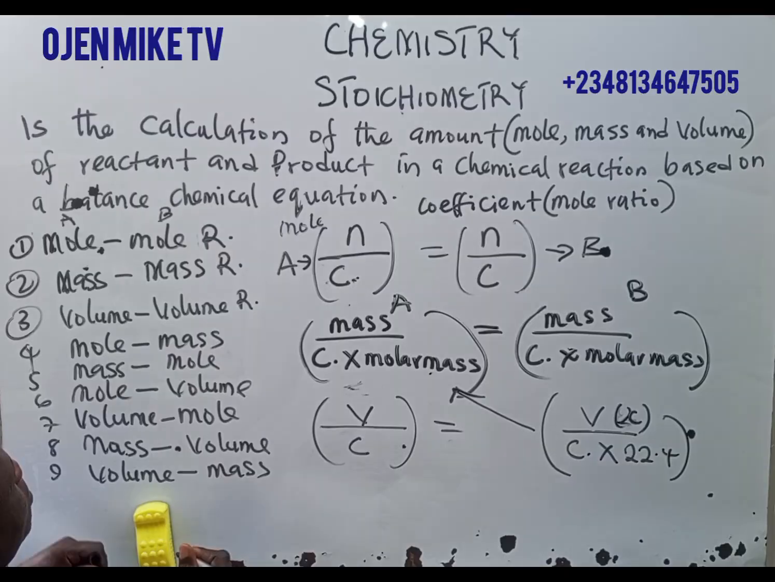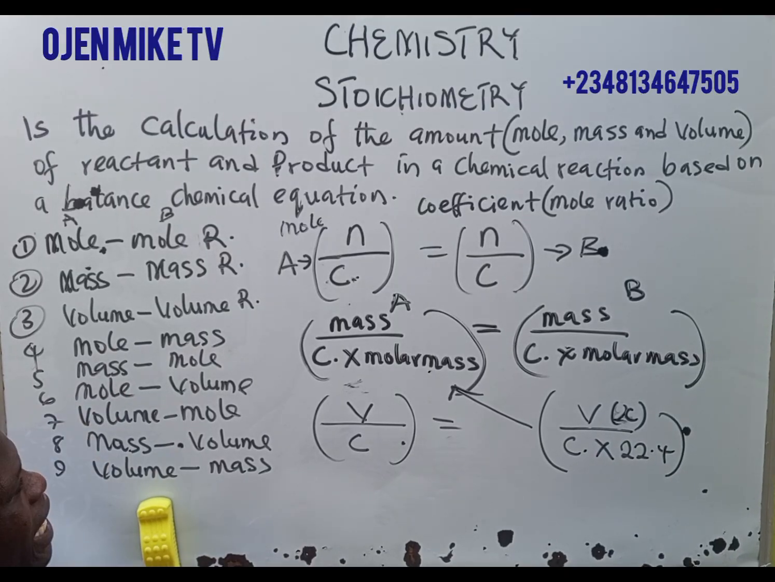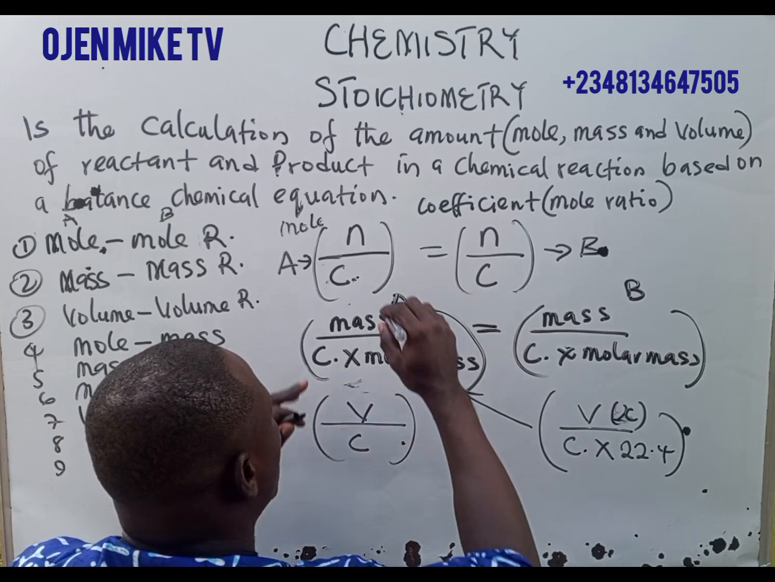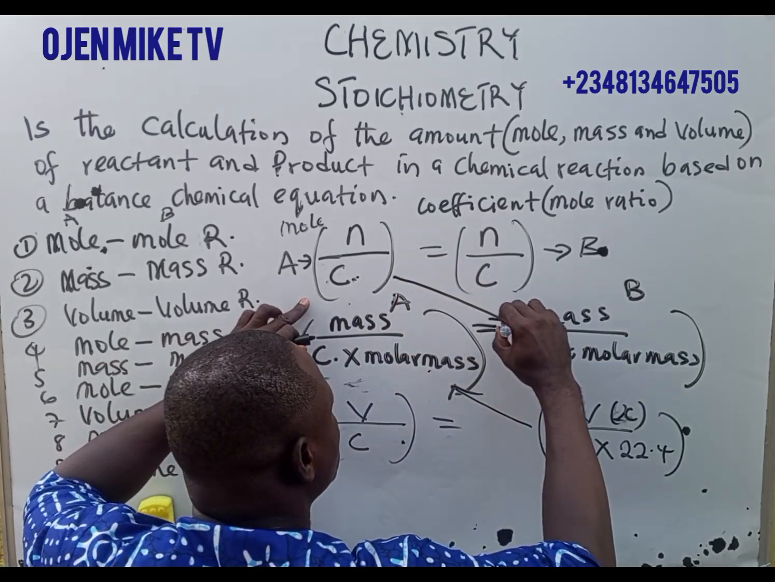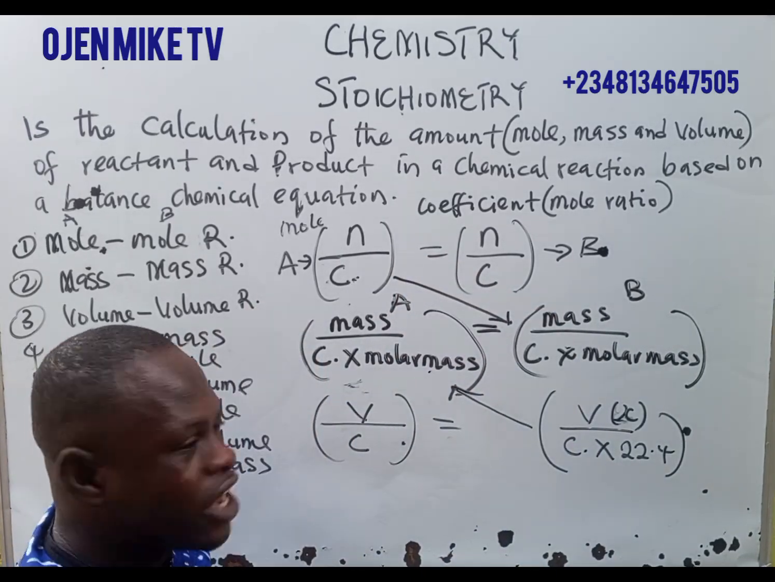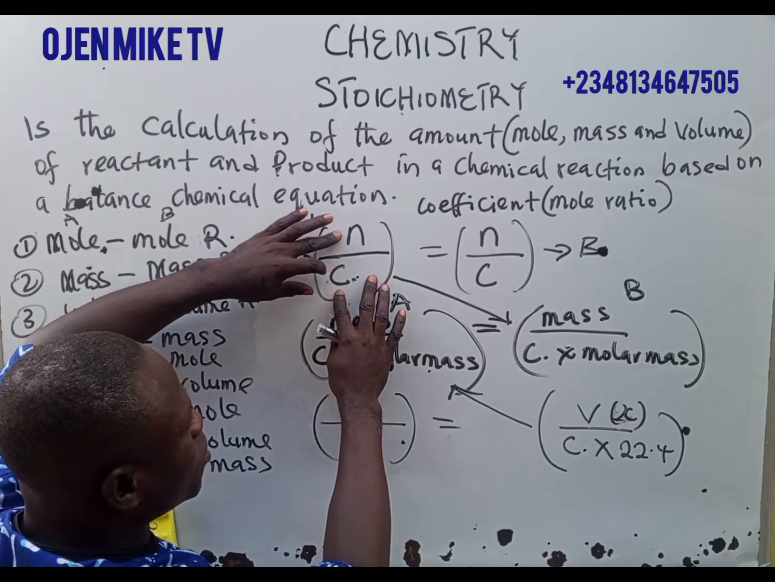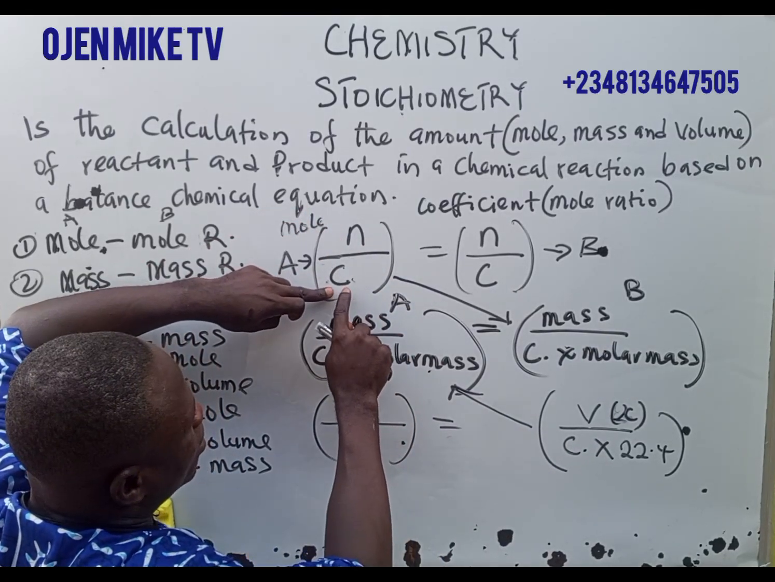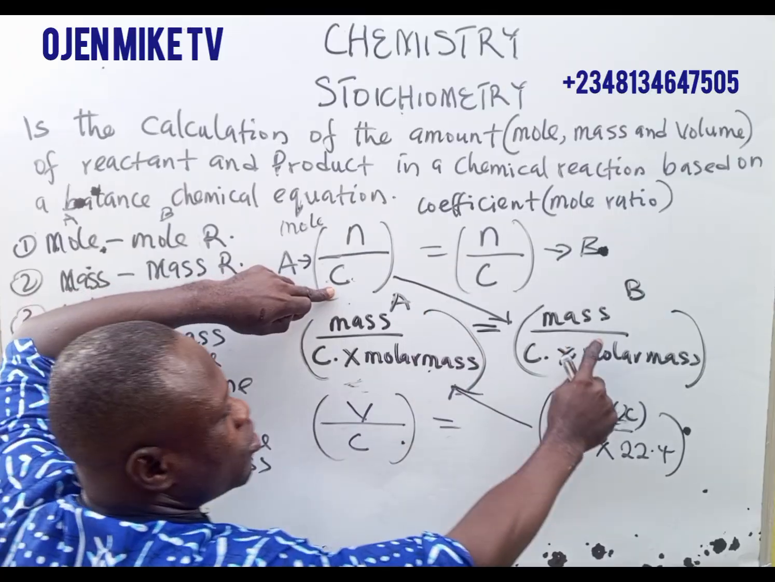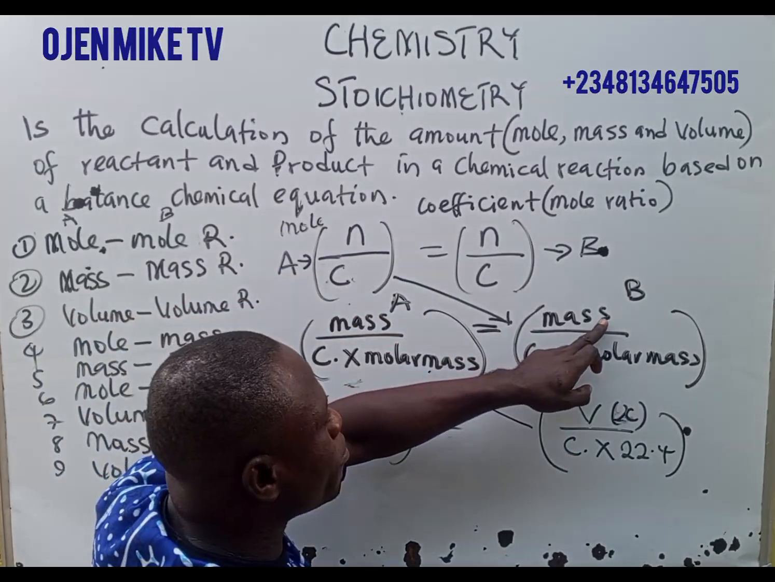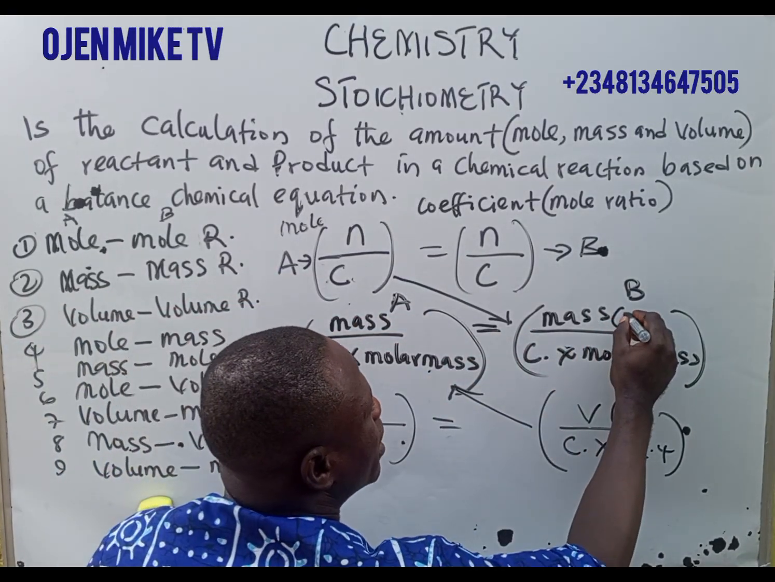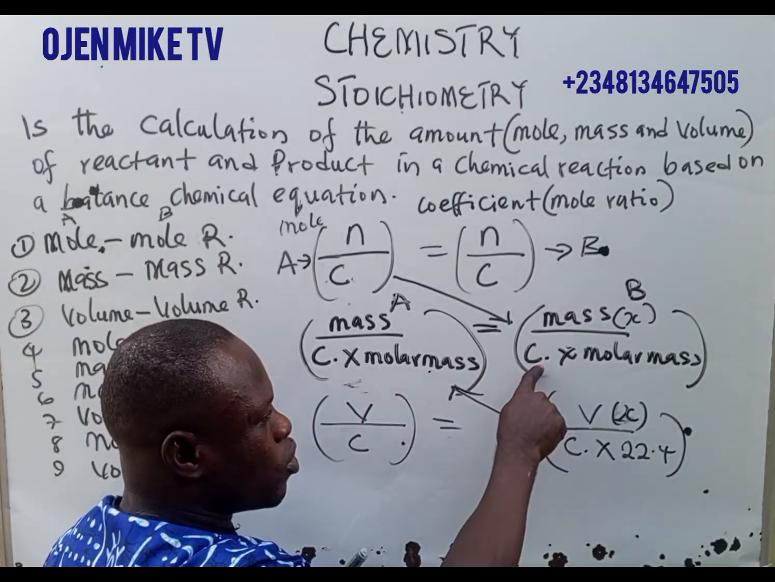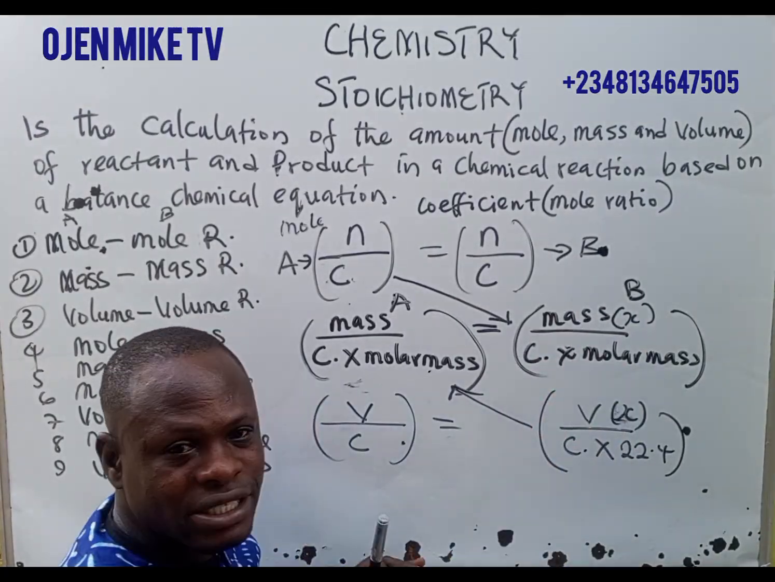What if you are given moles and you are asked to calculate mass? Look at what is given, connect it like this. Are you following? You are given moles, you are asked to calculate mass. So moles divided by the coefficient is equal to the mass you are going to calculate. You make it your X, make it your subject of formula. Then you divide it by the coefficient multiplied by the molar mass.